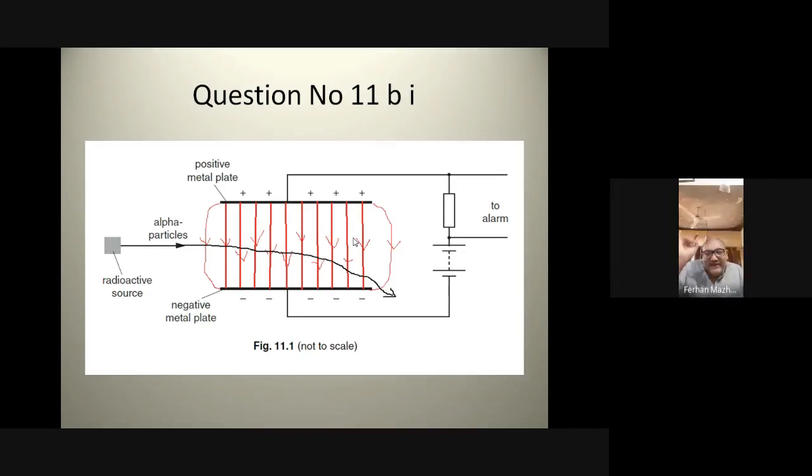So beta, kindly draw these lines in your booklet. These red lines are basically representing the direction and the electric field line. Quick, be quick. Done, sir.